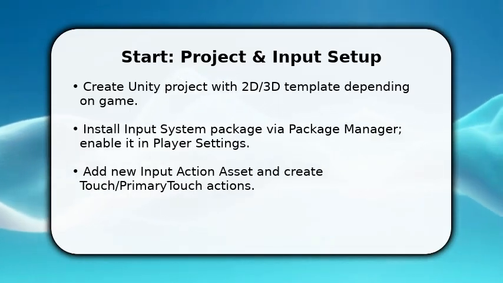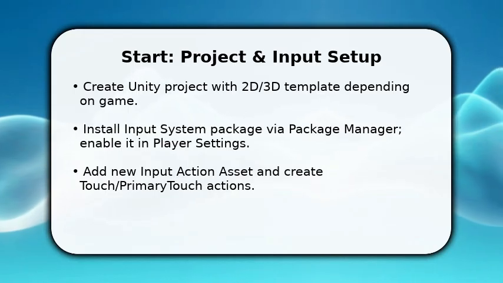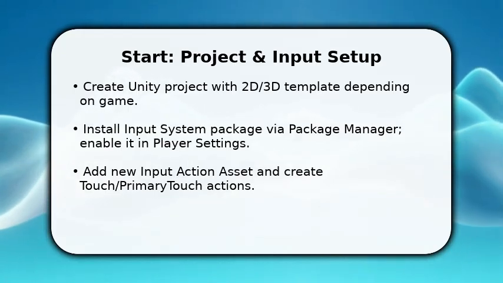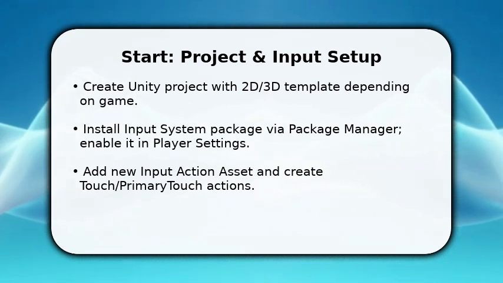Create a script file to reference that asset. Make sure you have a game object to attach the script to. Once saved, you're ready to start coding touch handlers that will read touch phase and position.